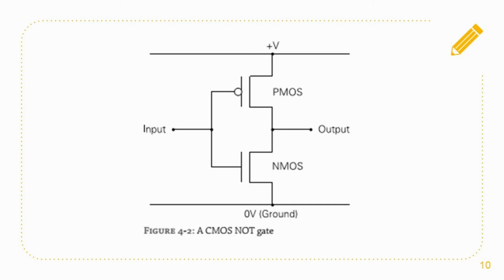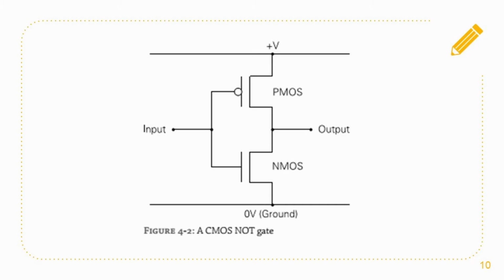When the input signal, A, is at logic 0, ground, the NMOS transistor, N1, is turned off, and the PMOS transistor, P1, is turned on. As a result, the output node is pulled up to the power supply voltage, V_DD, resulting in a logic 1 output signal, Y. Conversely, when the input signal, A, is at logic 1, V_DD, the NMOS transistor, N1, is turned on, and the PMOS transistor, P1, is turned off. This connects the output node to ground, resulting in a logic 0 output signal, Y.